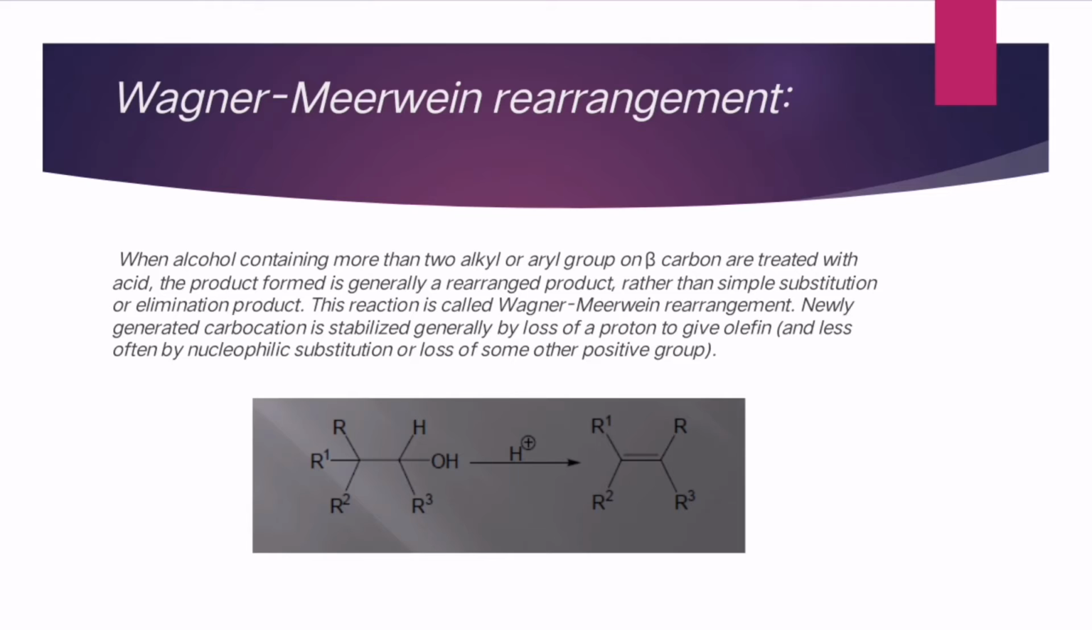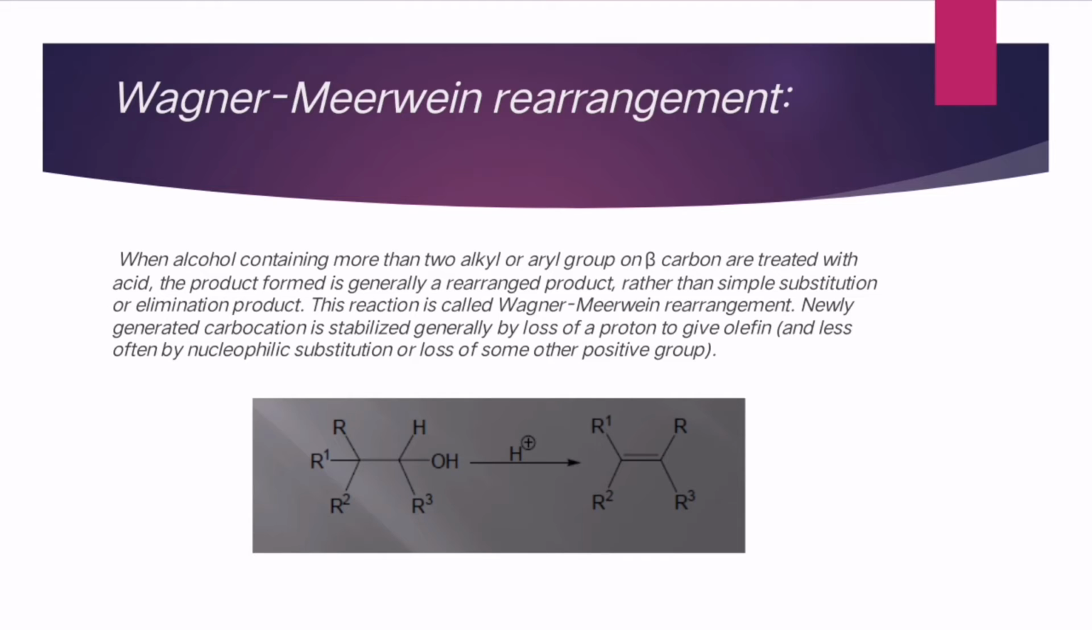In Wagner-Meerwein rearrangement, when an alcohol containing more than two alkyl or aryl groups on the beta carbon is treated with acid, the product formed is generally a rearranged product rather than a simple substitution or elimination product. This reaction is called the Wagner-Meerwein rearrangement. The newly generated carbocation is stabilized generally by loss of a proton to give an olefin, and less often by nucleophilic substitution or loss of some other positive group.